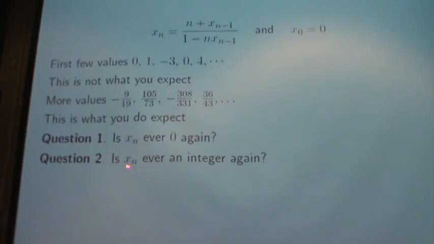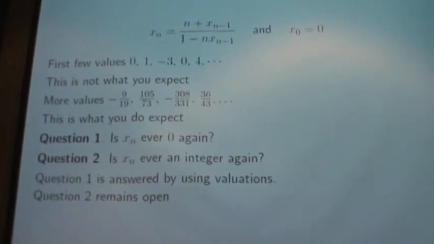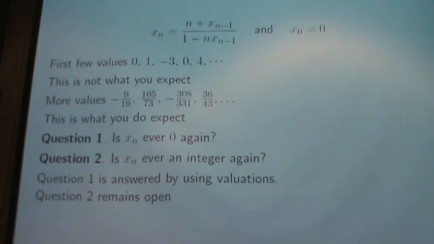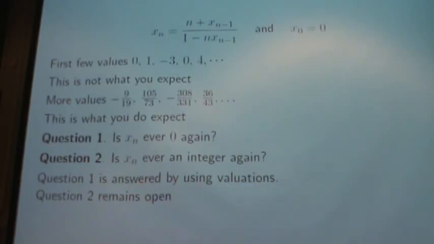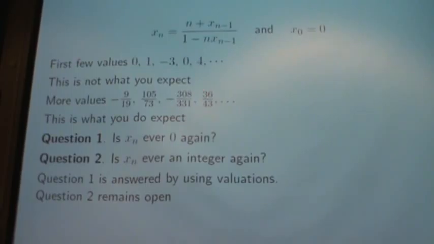So, the other question that we ask is: is this thing ever an integer again? The first question we answer using valuations. The second one is still open. I won't tell you too much about how we answer this question. Yes or no? What's the answer? The answer is never again. Never again. How do you prove it?